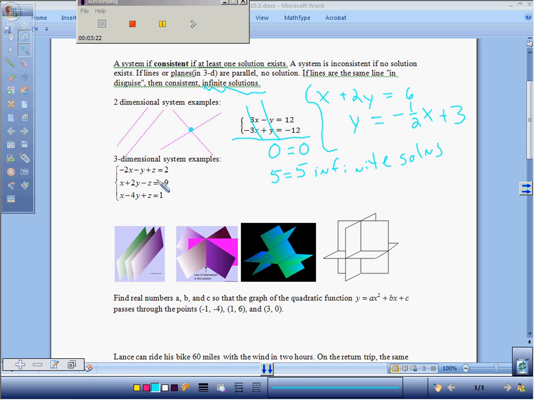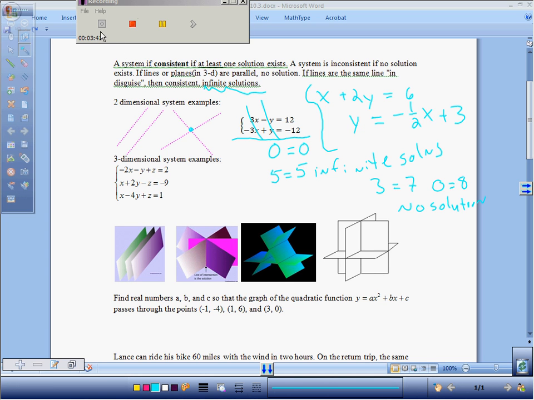Okay? Now, if you got something like 3 equals 7 or something weird like that, or 0 equals 8, that means those lines are parallel and there's no solution. So if you're solving by elimination or by substitution or any of those methods and you end up with something like this, that means that there is no solution, okay? But if you find an x value and a y value, then there is a solution.